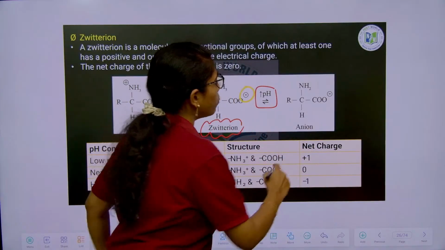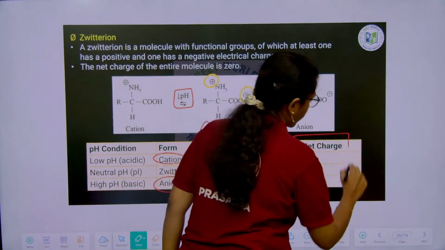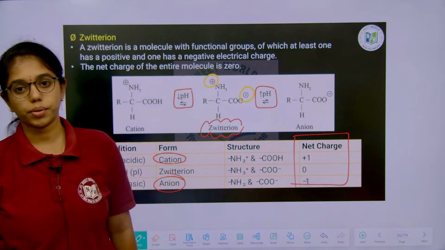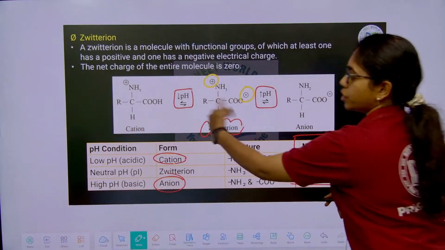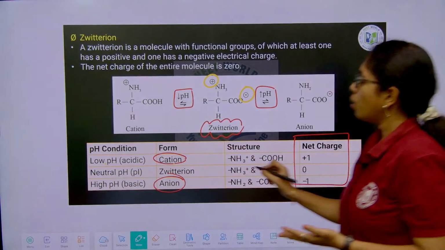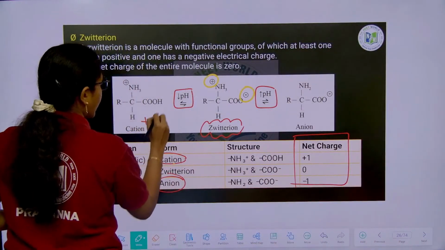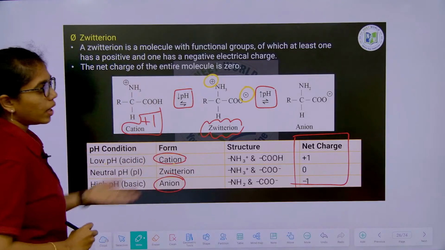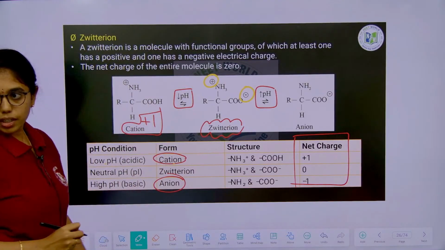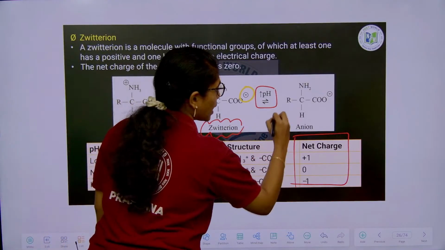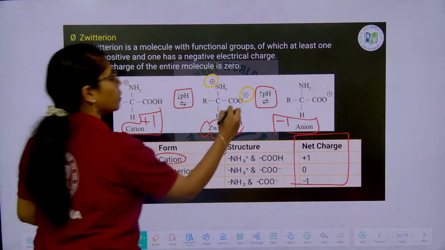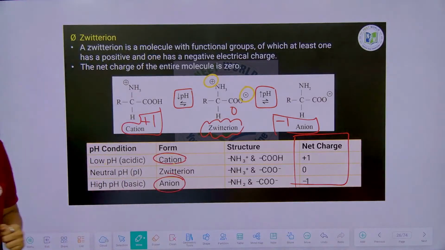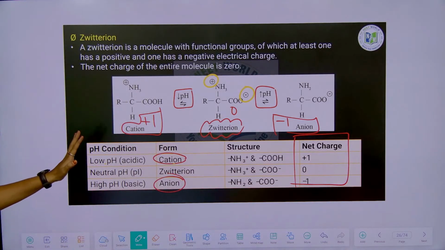And you have to remember one more point, that is on net charge. Net charge is positive at low pH. If the pH is reduced, net charge will be what? Positive, that is +1. It is cation and it is positive. If the pH is increased, it forms anion and the charge is -1. At Zwitterion, the charge will be what? 0. Okay, clear with Zwitterion?